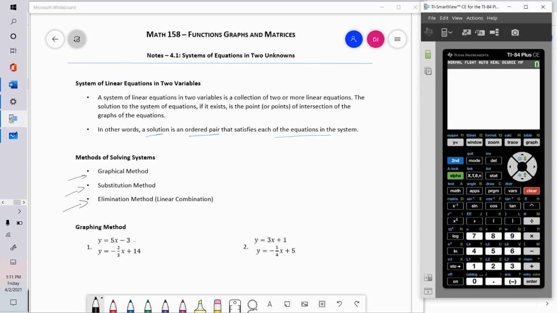So let's just jump right in here. Actually, no. Before I get going, let me explain to you. I'm going to show you all three methods of solution. I will explain to you why the graphical method is not always the best option. In fact, it rarely is the best option. Of these three options, the better is either the substitution or elimination.